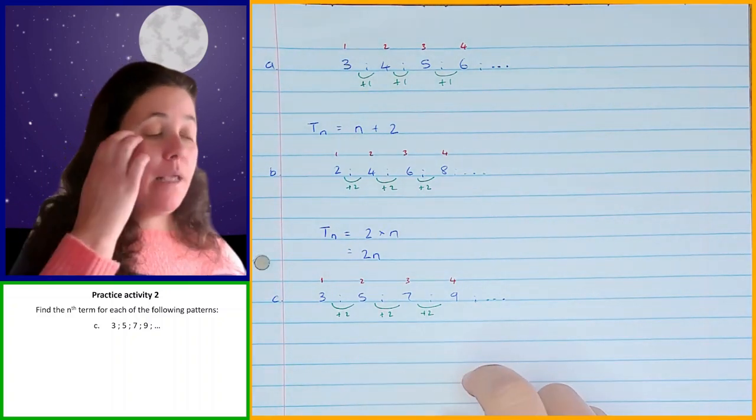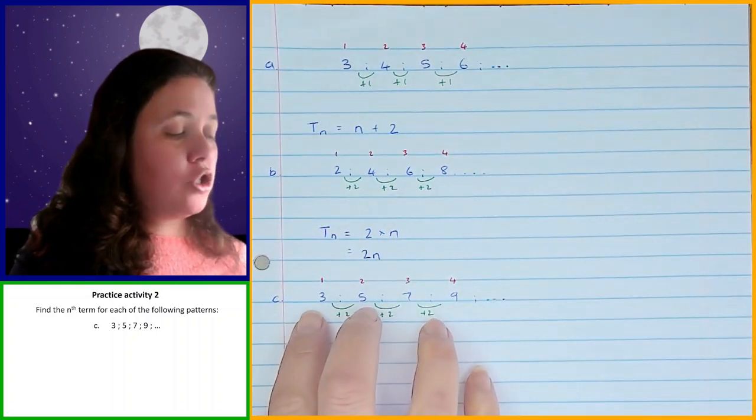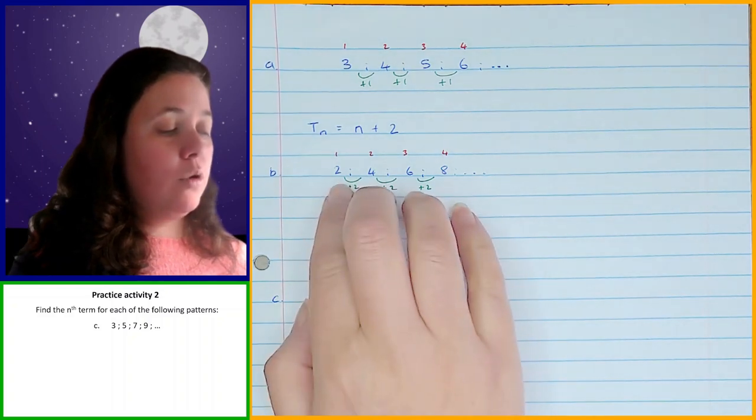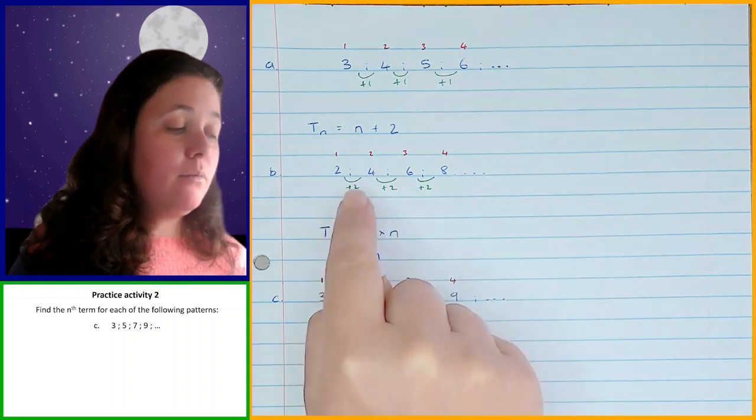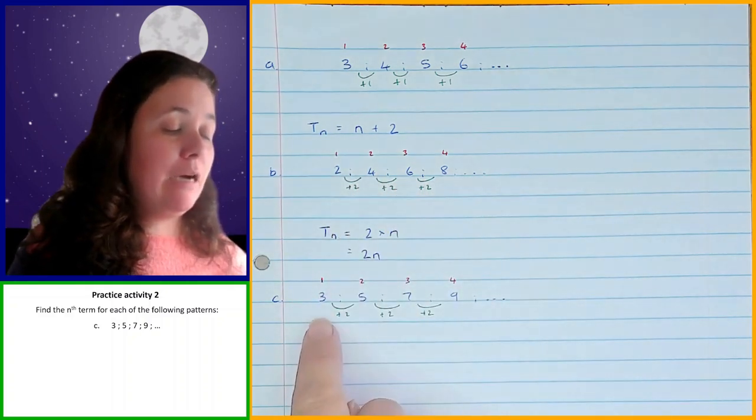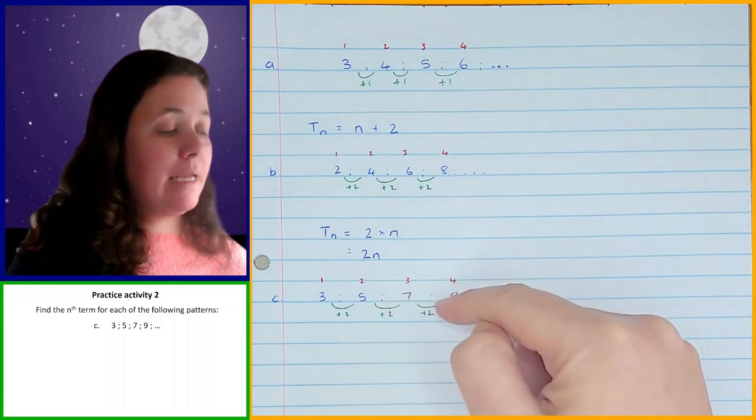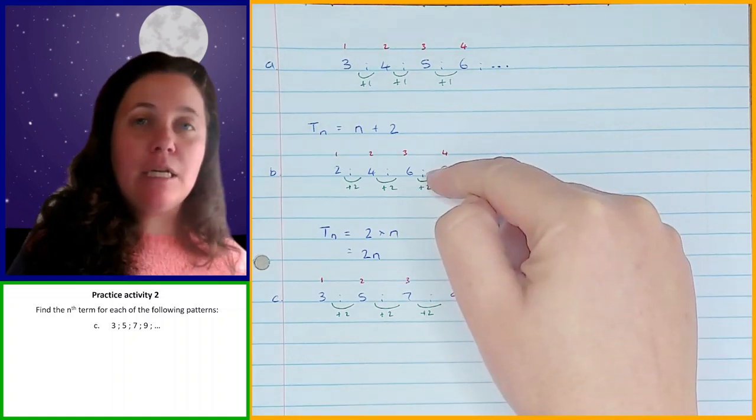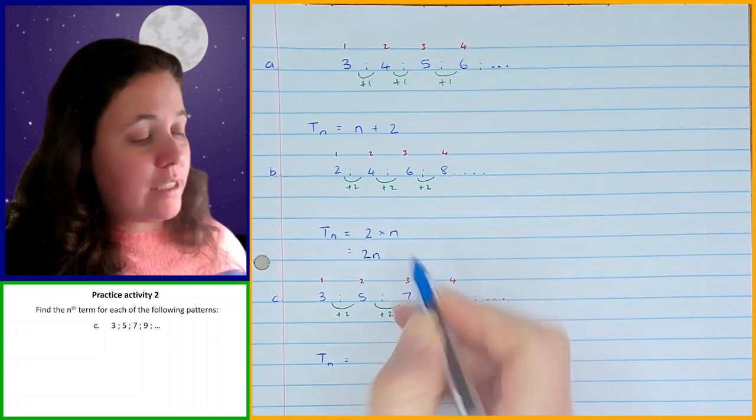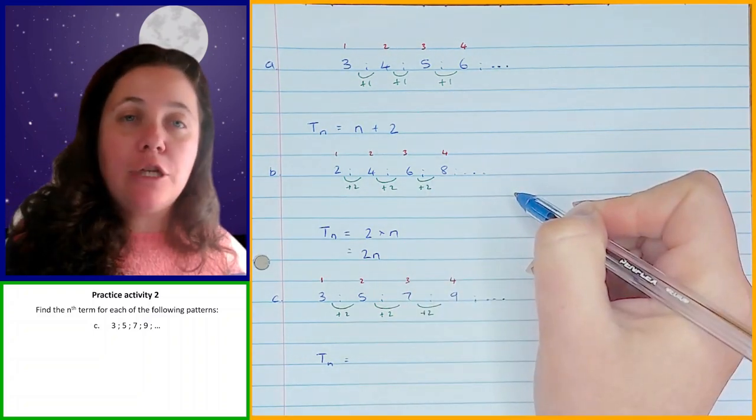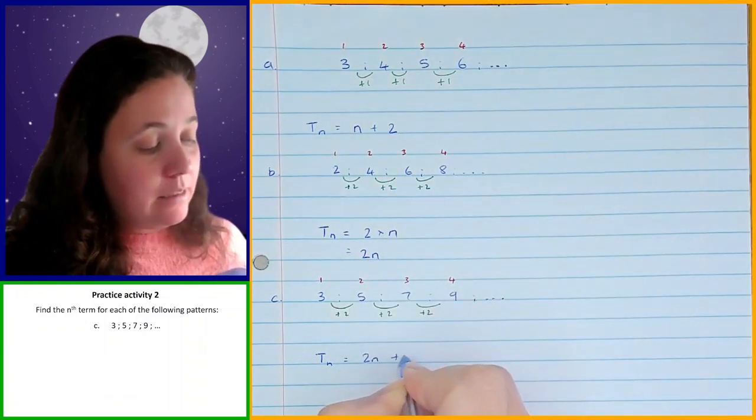Now I want you to have a look at this pattern in comparison to that pattern. Every single term in this pattern is one more than the terms in that pattern. I had a common difference of 2. Here I have a common difference of 2. But here I was going 2, 4, 6, 8. And here it's all shifted up one. And I've got 3, 5, 7, 9. So this pattern is actually the same as that pattern, except that everything is one more. Okay, so I can say Tn is equal to, it's the same as that, but I must add 1 to get each term. So 2n, which is what I had for the rule for that one, plus 1.